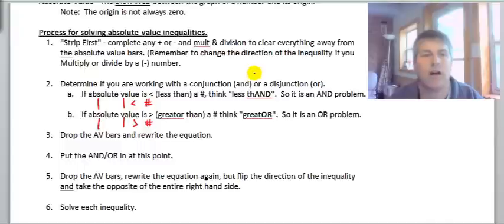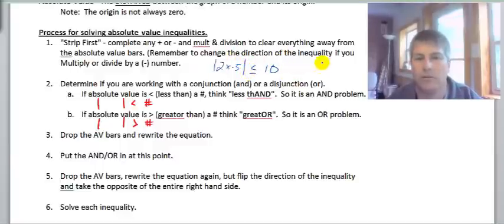Okay, so the process for solving absolute value inequalities. First thing you want to do, strip everything away from the absolute value bars. There should be nothing hanging on to the absolute value bars. Complete any addition, subtraction, multiplication, and division to clear everything away, so all you have is some absolute value, like 2x minus 5 is less than or equal to 10. If it doesn't look like that, you're not ready to solve absolute value.